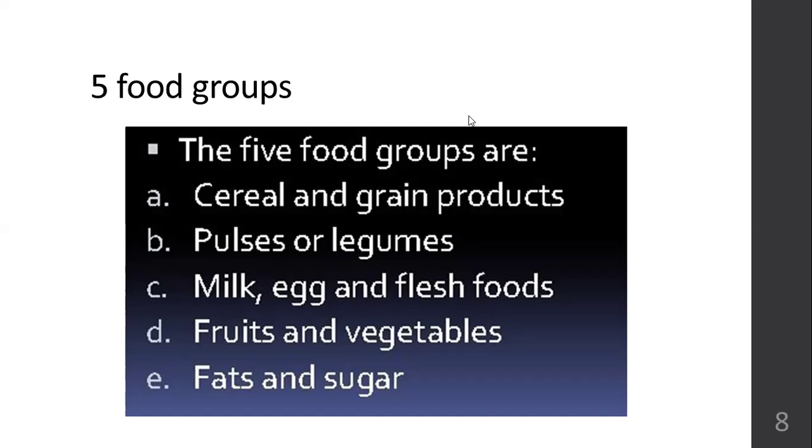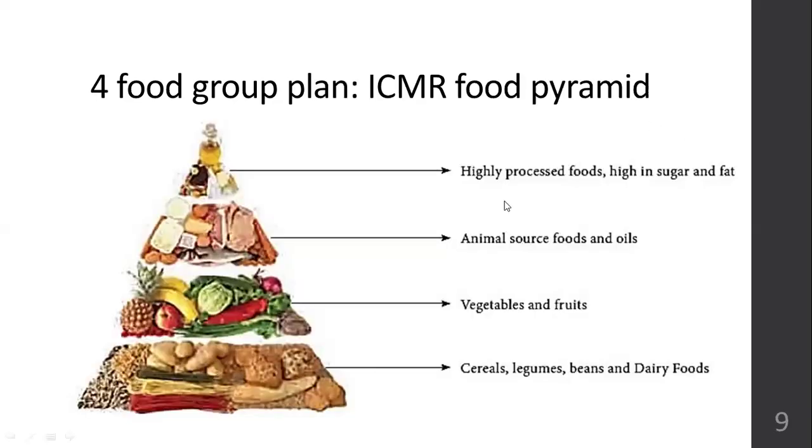So this is the 5 food group system. Then you have the 4 food group plan. ICMR usually recommends the 4 food group, so it's not that confusing. Okay. So what happens in 4 food group is that cereals and pulses you have combined into one. Remaining all is the same. Cereals and pulses becomes one group.